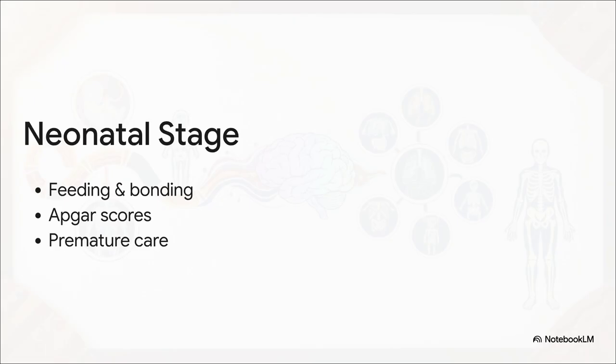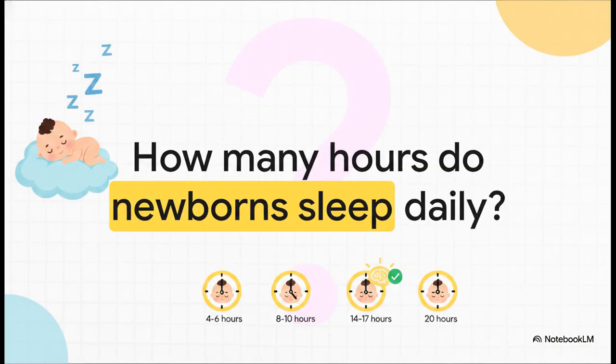This is also exactly when healthcare workers rely heavily on the APGAR score. That's a rapid clinical assessment of 5 things: heart rate, breathing, muscle tone, reflexes, and skin color, just to immediately gauge a newborn's health. And of course, we always have to be prepared for the delicate complications that can pop up with premature babies. Time for another quick quiz.